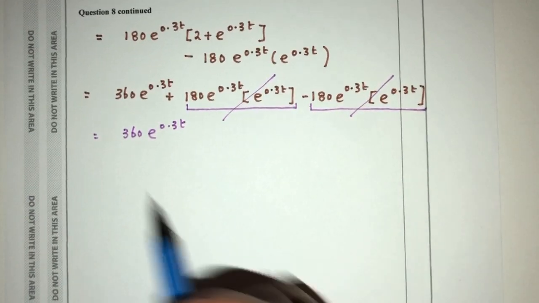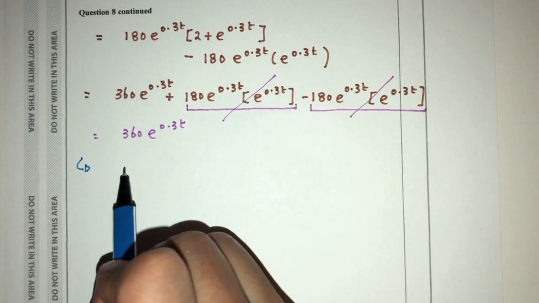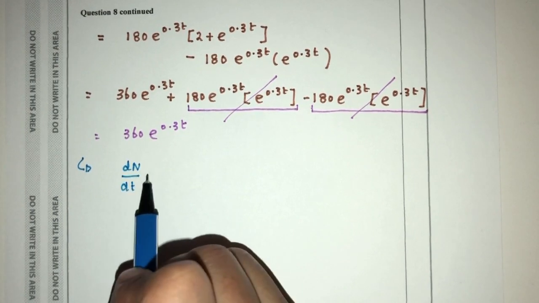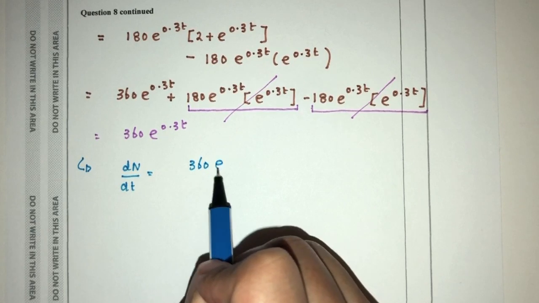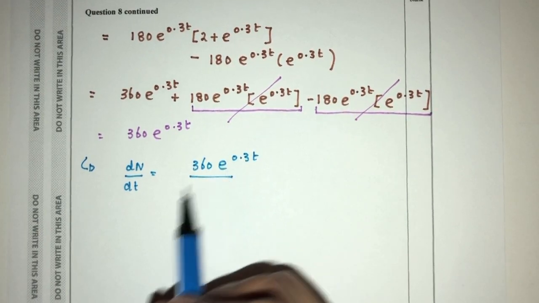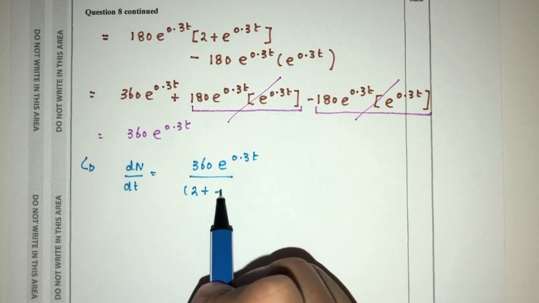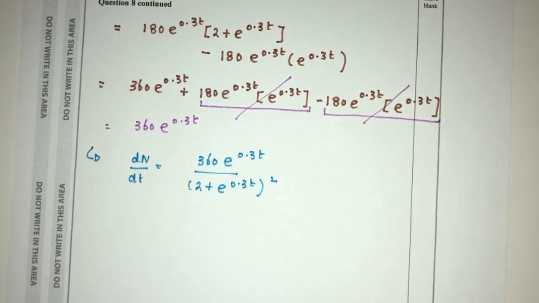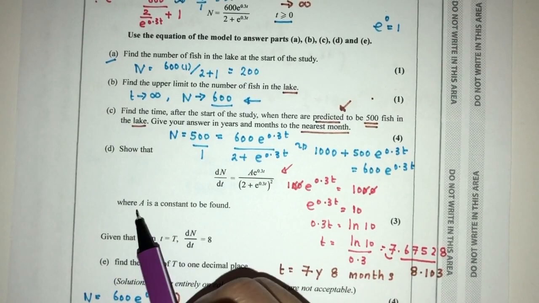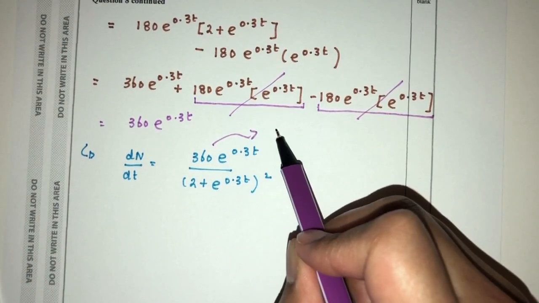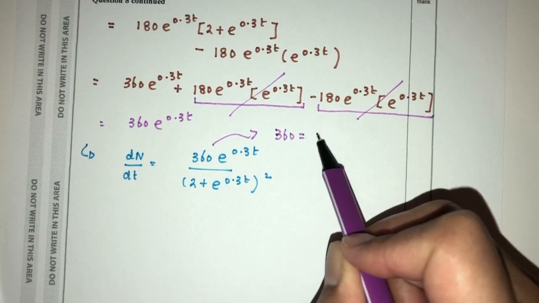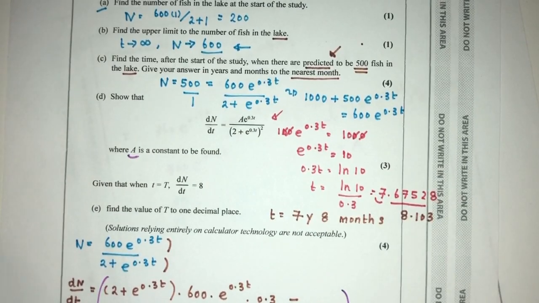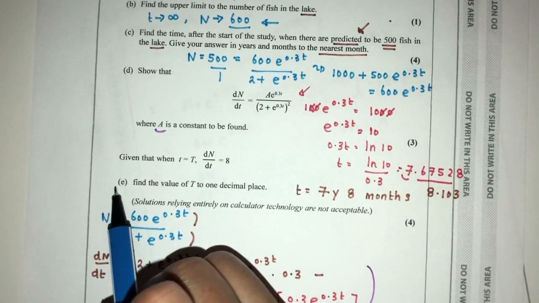Now replacing this back in the main equation, what do you have? You will have dn by dt will give you 360 exponential 0.3t over the value of 2 plus exponential 0.3t square. Okay, this is what you're supposed to find. Now again, by comparison, a has to be 360. So this is your value of a. 360 is equal to the value of a. I think that is part D of the question. Right. Now let's move on to part E of the question.